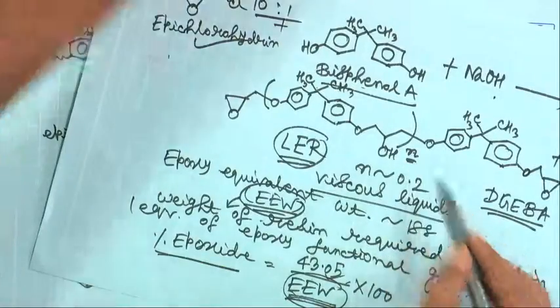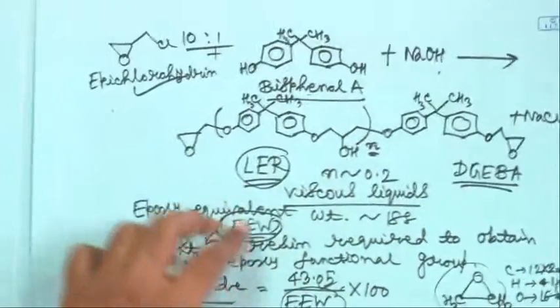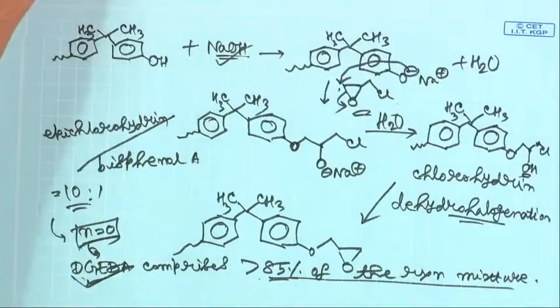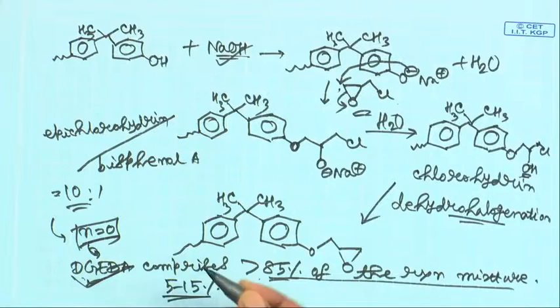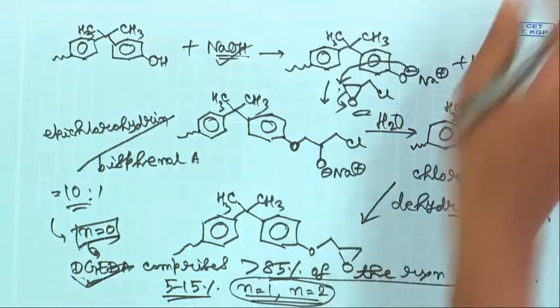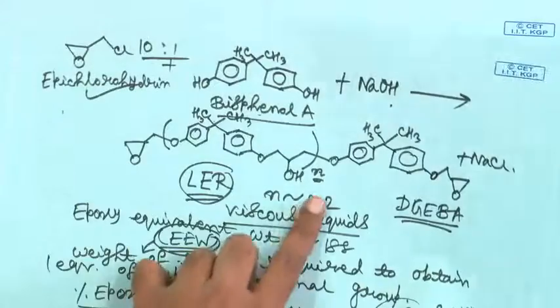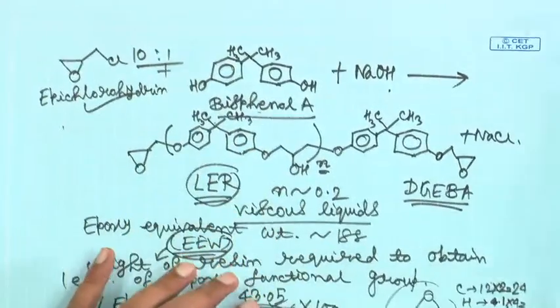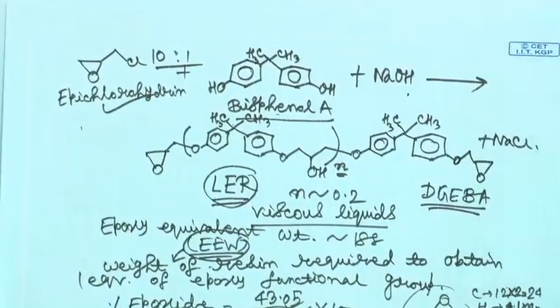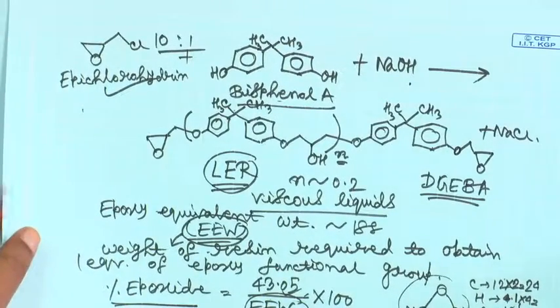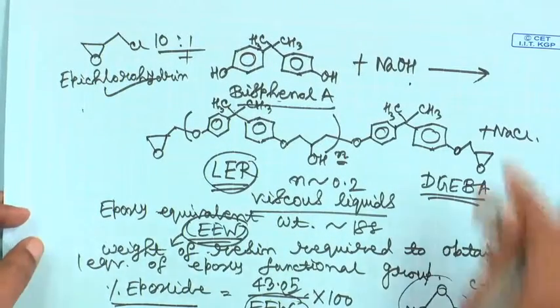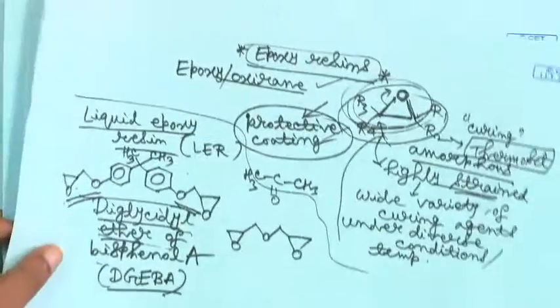So, your N value is very small. I already told you N is quite close to 0.2, a very small value, and 5 to 15% of the rest will be higher oligomers, mostly N equals 1 or N equals 2 compounds. So, on average the value of N will be very low, and that will be your liquid epoxy resin.